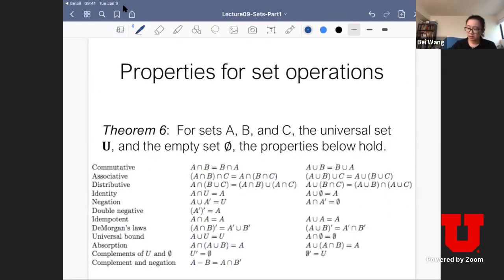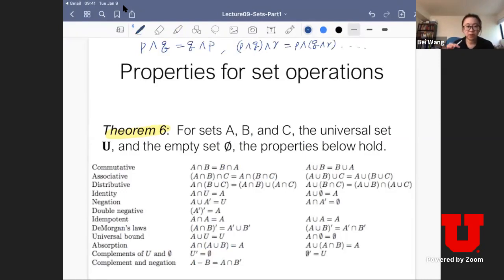So the next thing that is kind of interesting is what we call theorem 6 from the textbook, which is basically a bunch of properties for set operations. And this is going to look quite familiar if you compare this with logic operations. Remember, in logic, if I have P and Q as logic statements, P and Q is equal to Q and P. That is the commutative property. And then P and Q and R is equal to P and Q and R grouped differently. This is the associative property, and so on and so forth.